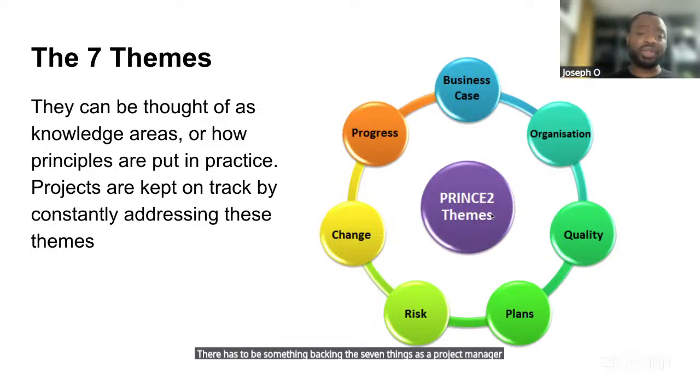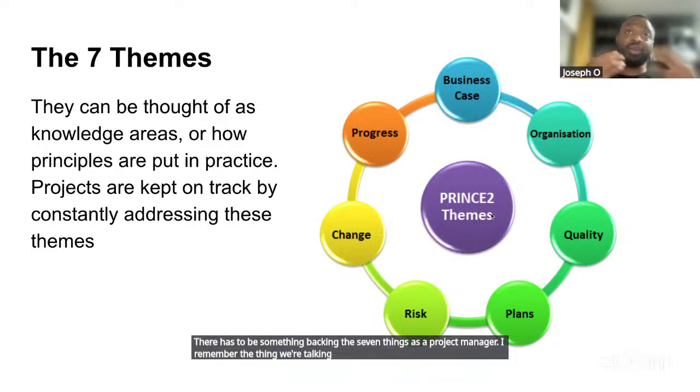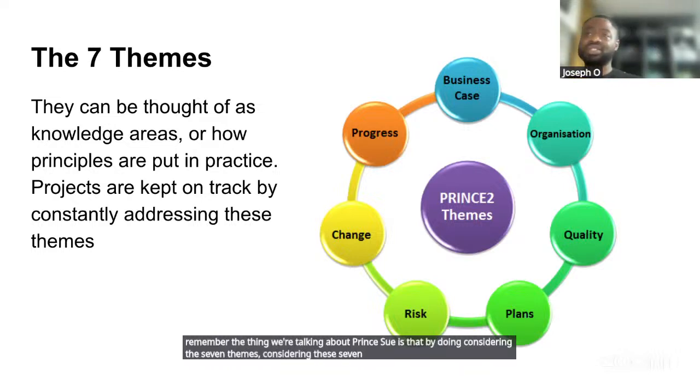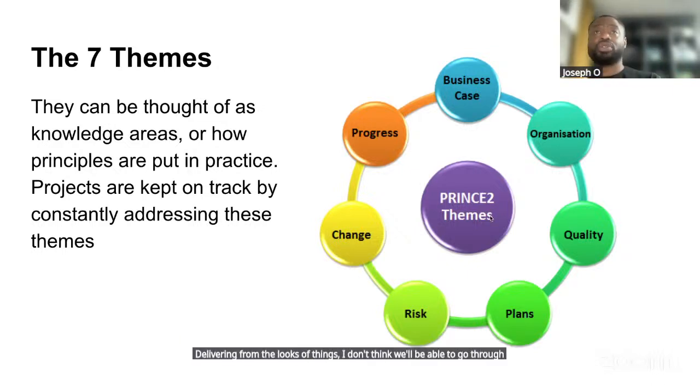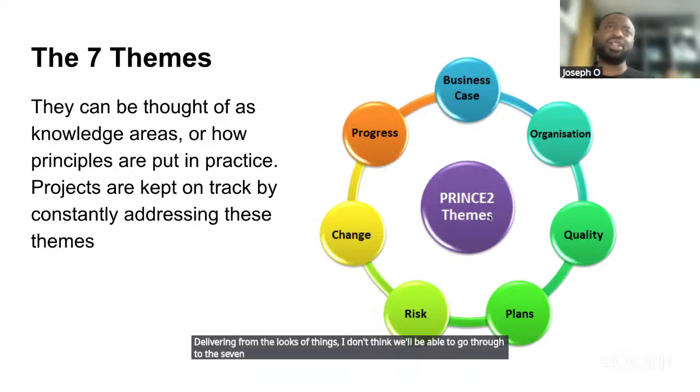And remember, the thing we're talking about, PRINCE2, is that by considering these 7 themes, these 7 principles and the 7 processes, chances are you would lead to a successful project delivery. From the looks of things, I don't think we'll be able to go through the 7 processes, but generally it's fine. We usually cover the 7 principles and the 7 themes and then leave it, and we'll start the next class with the processes.